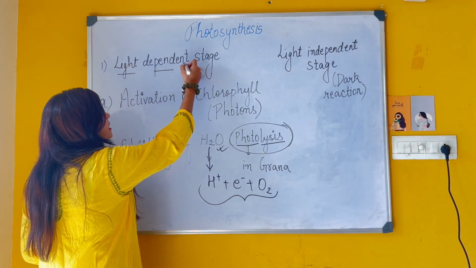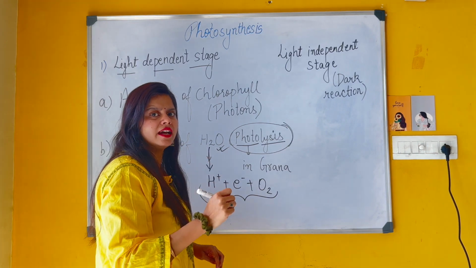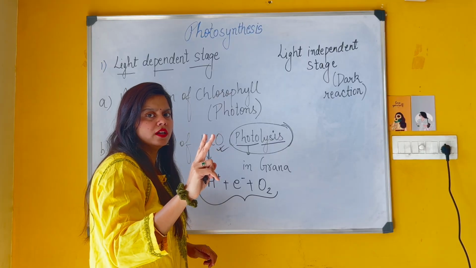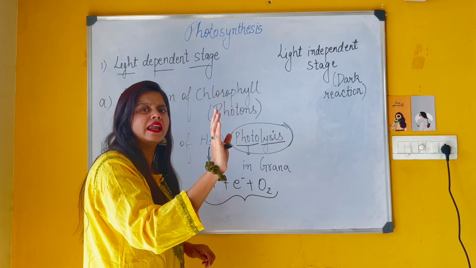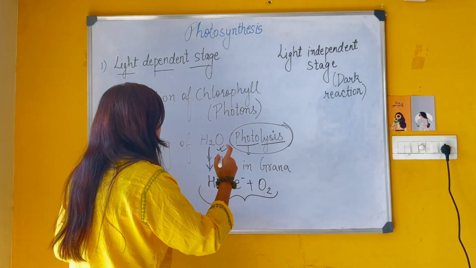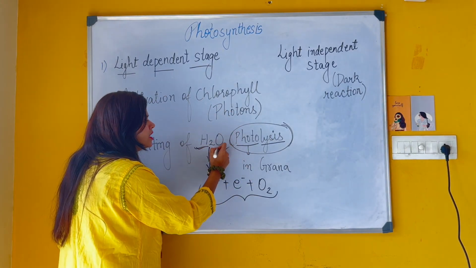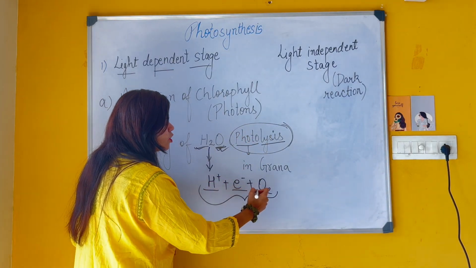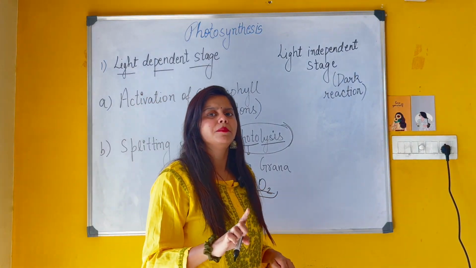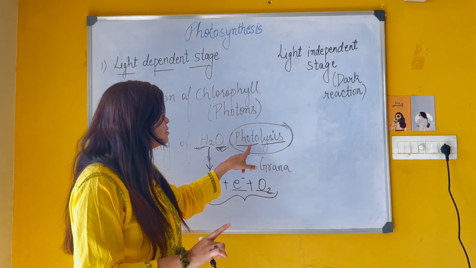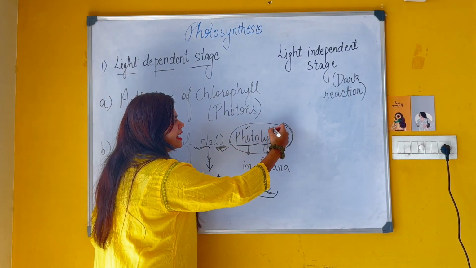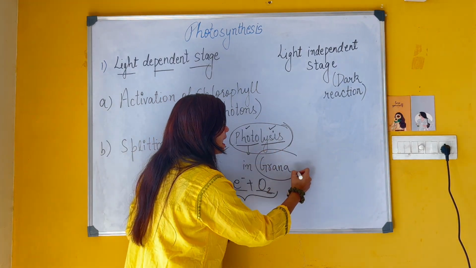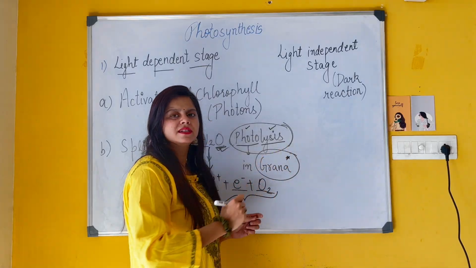So the light dependent stage requires sunlight. There are two steps, activation of chlorophyll and splitting of water. How will chlorophyll be activated? It traps light energy and this trapped light energy breaks water in the next step. Water breaks down in the presence of light to give H plus ions, electrons and oxygen. This step, breakdown of water in the presence of light, is called photolysis. And what is the location of photolysis? Photolysis location is grana. You remember what is grana from the previous class?